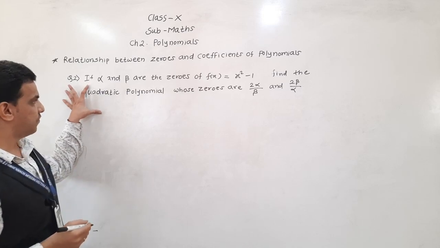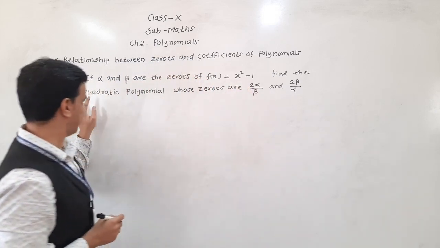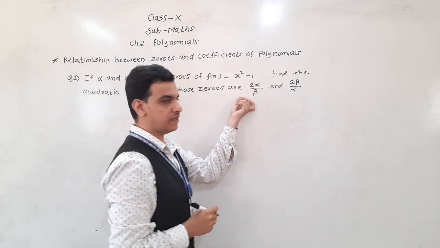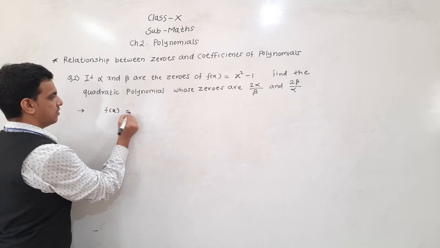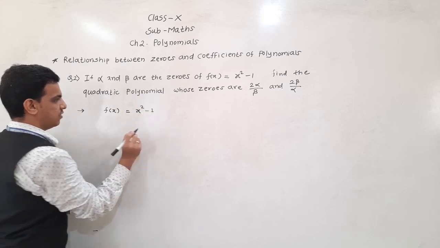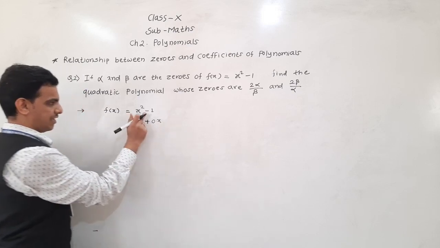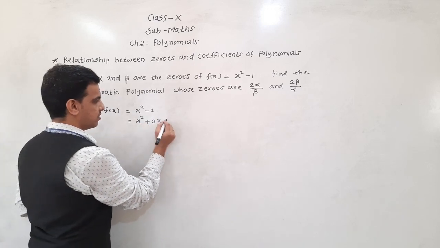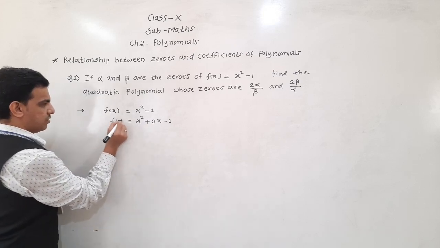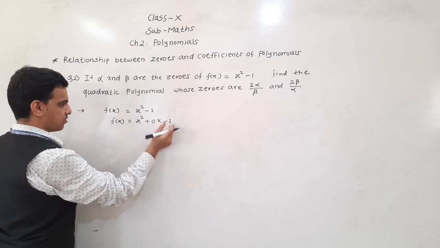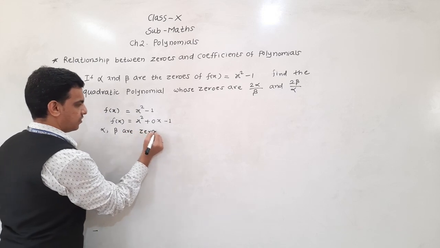Question 2 is: if alpha and beta are the zeros of f(x) = x² minus 1, find the quadratic polynomial whose zeros are 2 alpha by beta and 2 beta by alpha. First, what is given? The quadratic polynomial f(x) = x² minus 1 is given. In standard form we can write x² plus 0 into x minus 1, because the x term is not there. So here the value of b is 0. So we write x² plus 0x minus 1, and alpha and beta are the zeros of this polynomial.